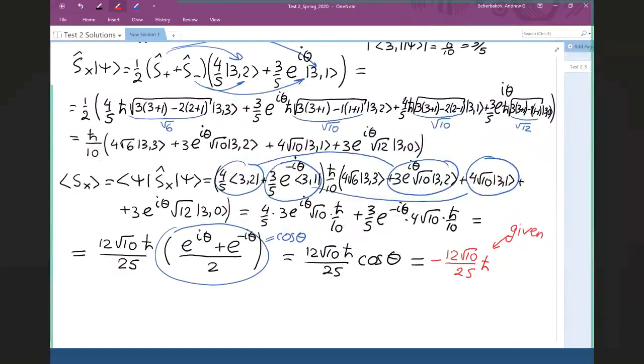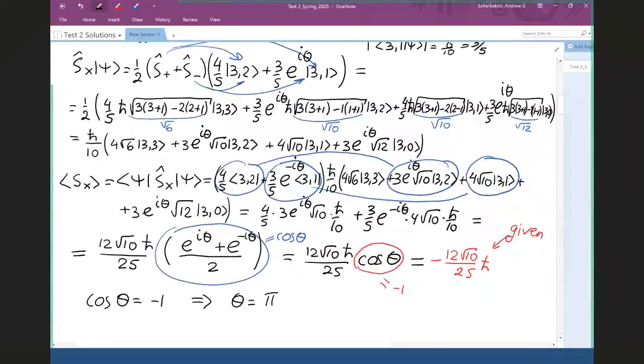So that really tells me that the only way for me to make that equal to the given value is that my cosine really has to be equal to negative 1. Okay, so I get the cosine theta has to be equal to negative 1, which means theta equals pi, right? So that's pretty much it.